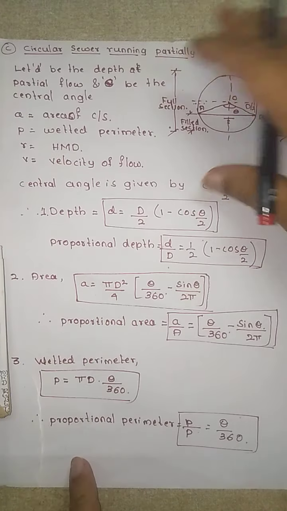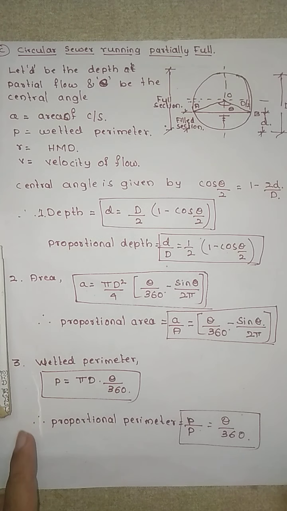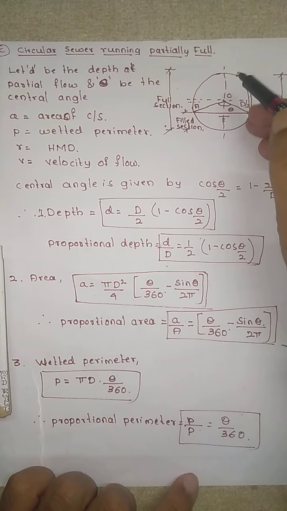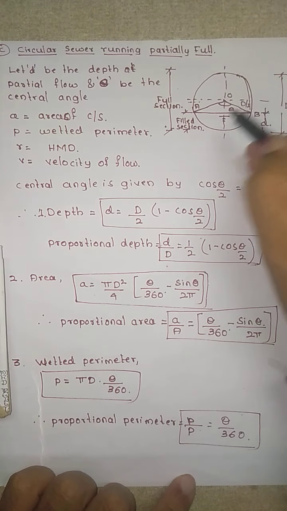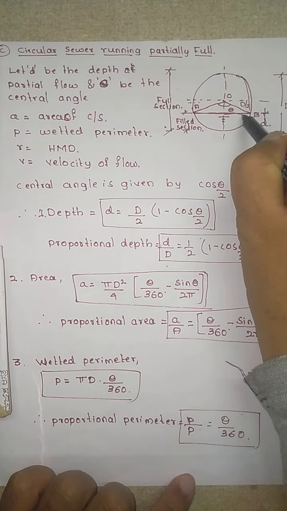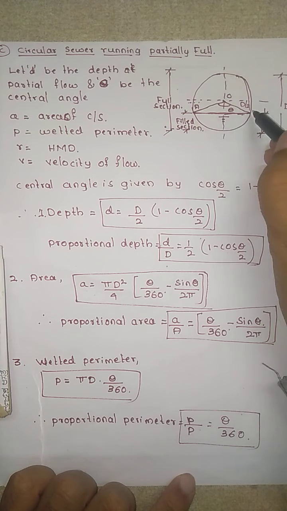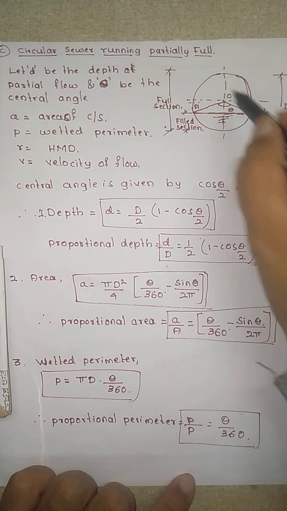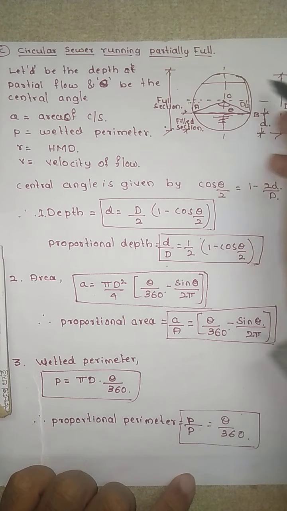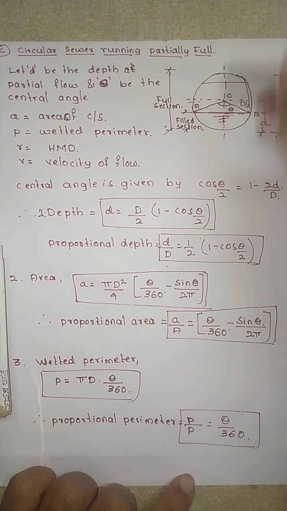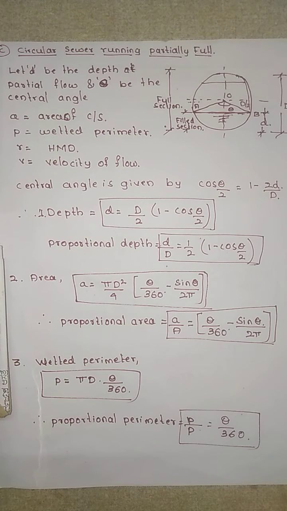Next is when the circular sewer is running partially full. Partially full means it might have water till 1 by 3, or till 2 by 3. So both for 1 by 3 or 2 by 3, we call it running partially full. For the half full condition, we use those particular formulas.